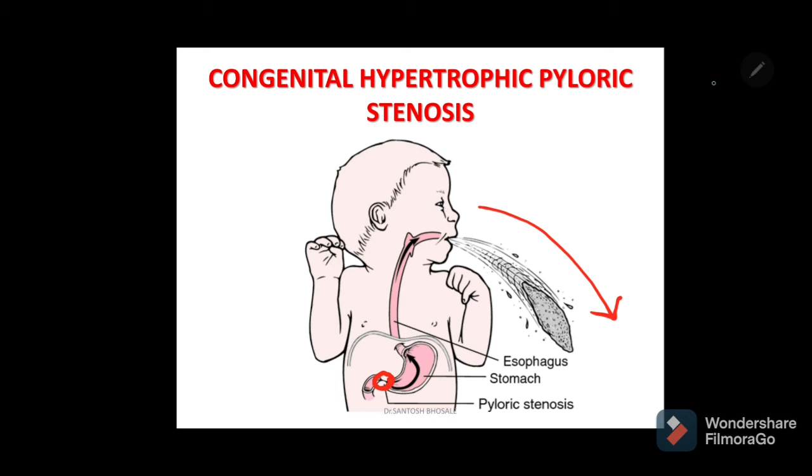If the occlusion is beyond the opening of the common bile duct, in case of duodenal stenosis or atresia, there will be bilious vomiting. This is how you can differentiate which part of the GIT is having the stenosis. In case of congenital hypertrophic pyloric stenosis, there will be projectile vomiting, non-bilious vomiting. Remember that.